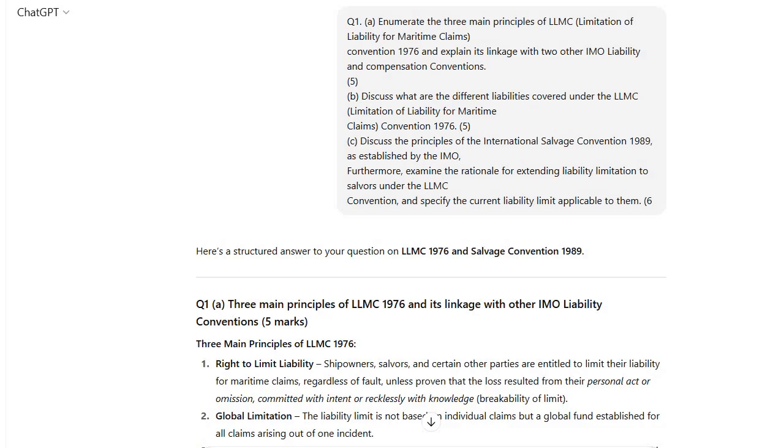And there are 6 questions to be attempted out of the 9, like you all know. And we'll try to address each question one by one.